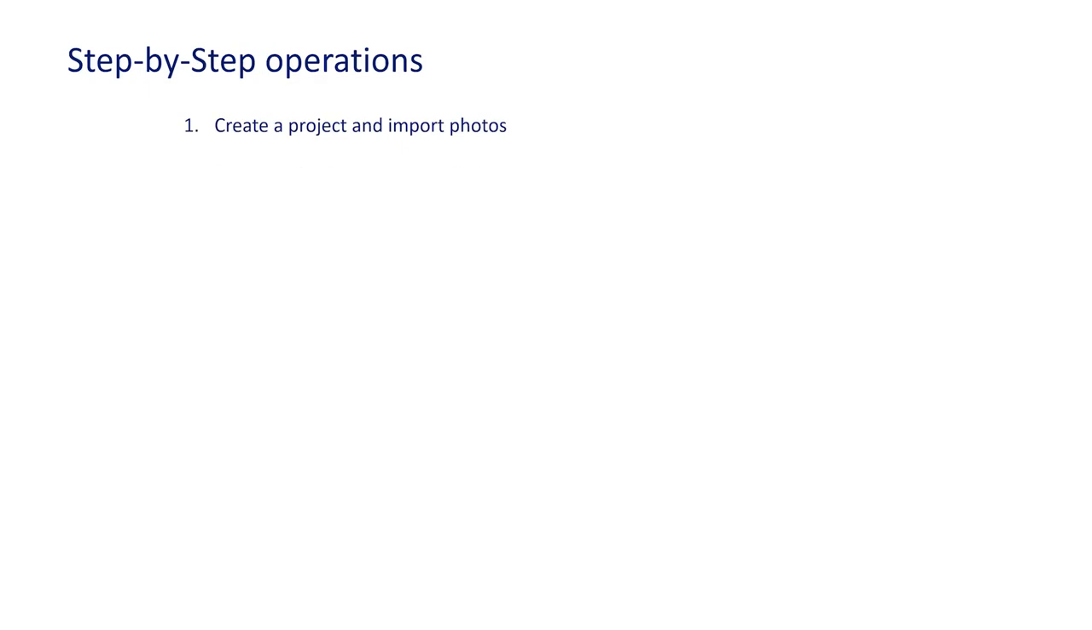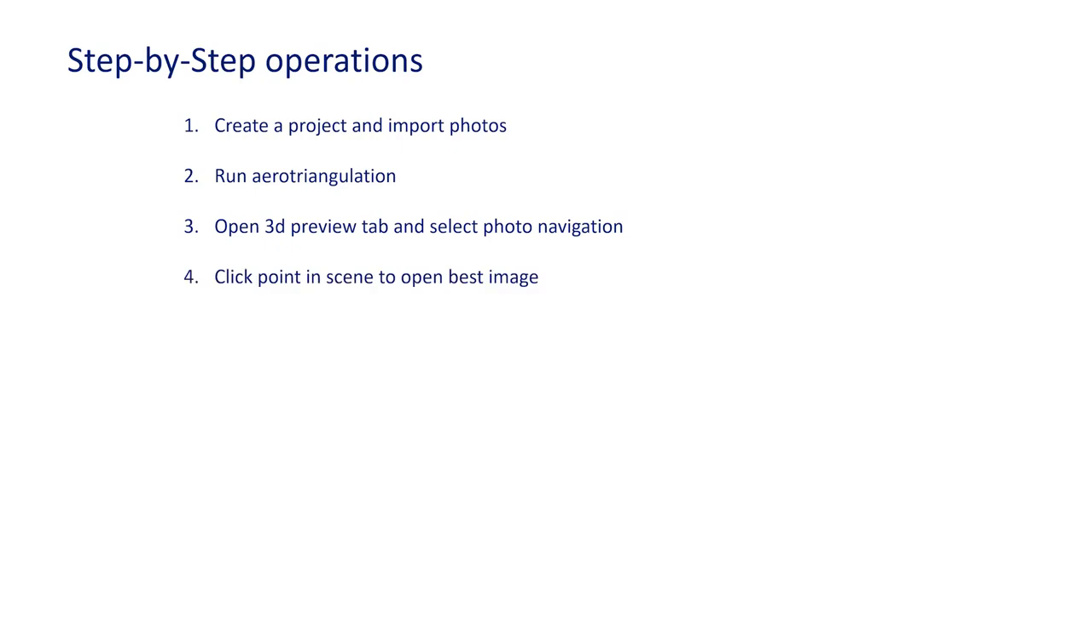It is done by creating a project and importing the photos, then running an aerotriangulation on the photos. You'll then click the 3D preview tab and select photo navigation mode. You'll then click any point in the scene and it will automatically open the best image while highlighting other images that view this point.